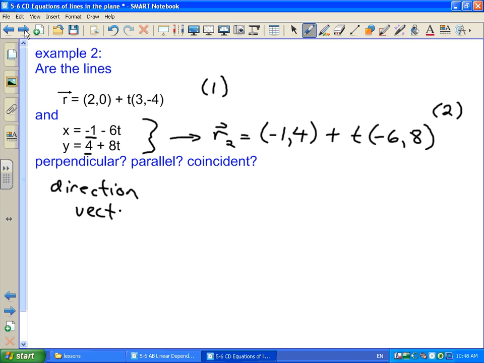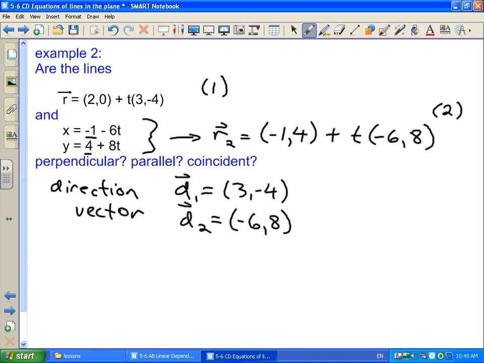Our first direction vector here, we'll call this d1, is 3, negative 4. Our other direction vector, d2, is negative 6, 8. Because these two direction vectors point in the direction of the two lines, if the lines are perpendicular, the direction vectors have to be perpendicular.